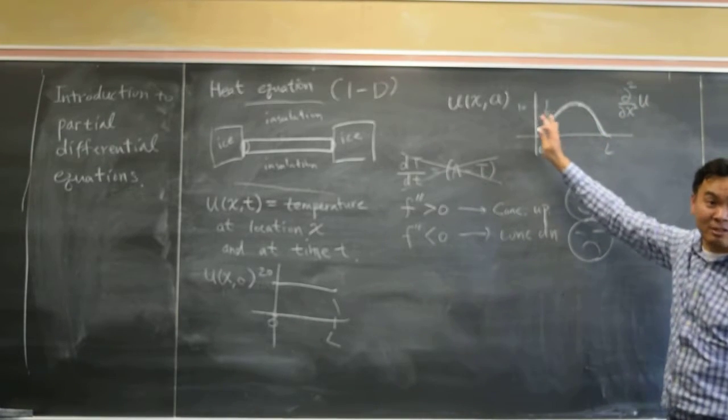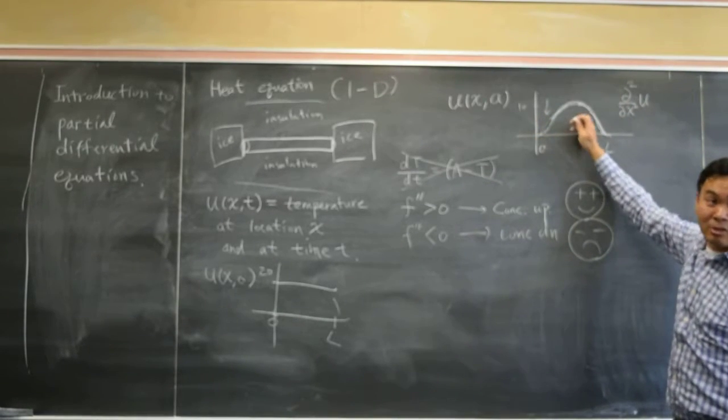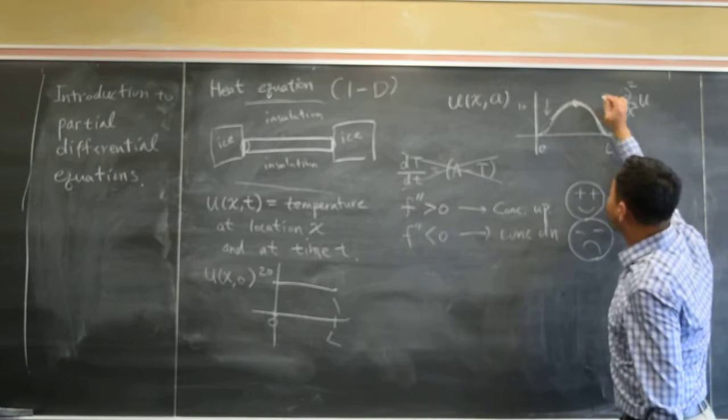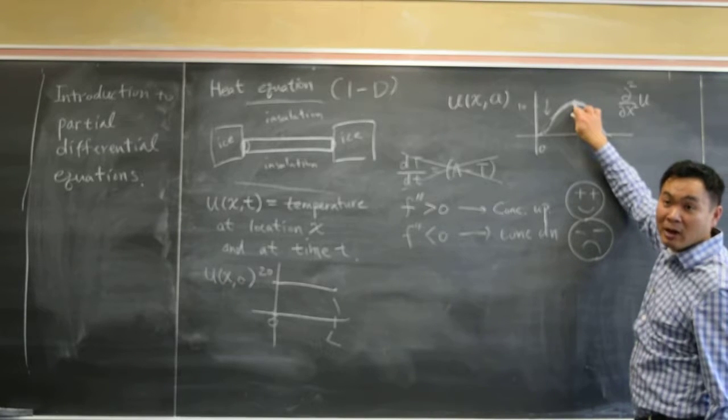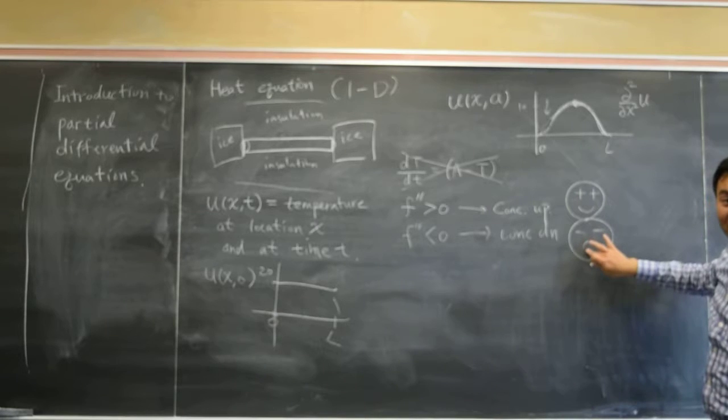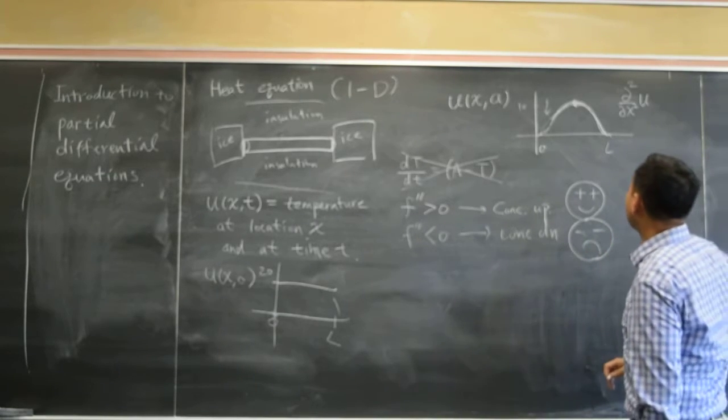t is fixed as the value of a. So you're considering this as a function of x, right? If you take the second derivative here, what do you think? Would it be positive or negative? Negative. It's negative because it's the frowning one, right? So it's negative.